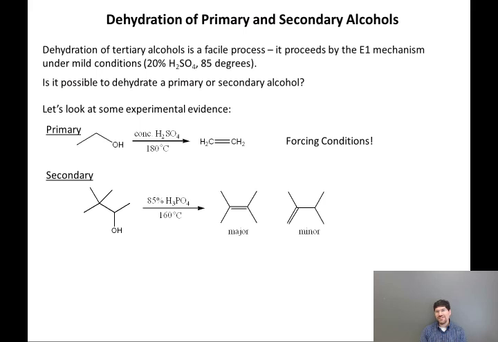Pure 100% phosphoric acid is what we call orthophosphoric acid. That is actually a solid. But 85% phosphoric acid is the most concentrated aqueous solution that is, of course, a solution. So we get dehydration products out of this. We get two dehydration products, which you should be able to recognize as being a Zaitsev product, a tetrasubstituted alkene, and an anti-Zaitsev product, a 1,1-disubstituted alkene.